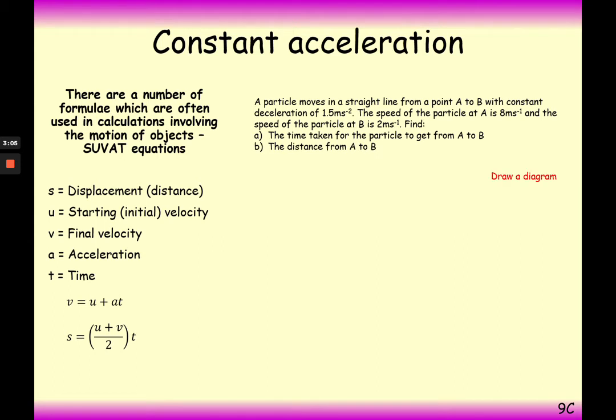First of all we'll draw a diagram. Again, just two particles representing the initial and the final positions and speeds. Write out SUVAT with all the values we've got and what we're trying to find.